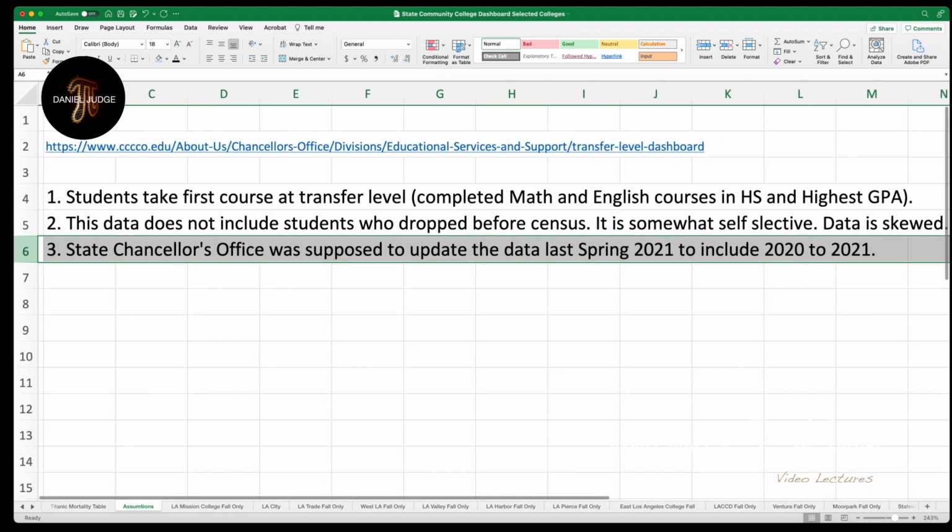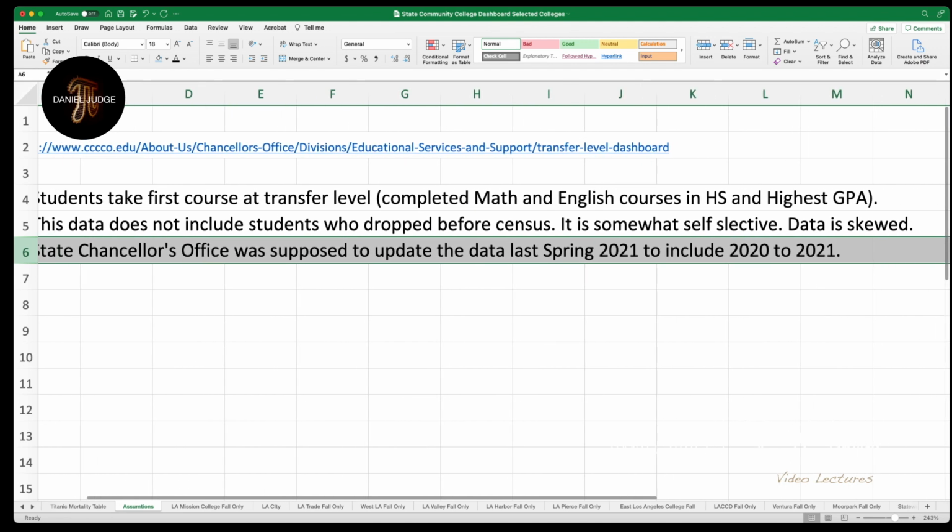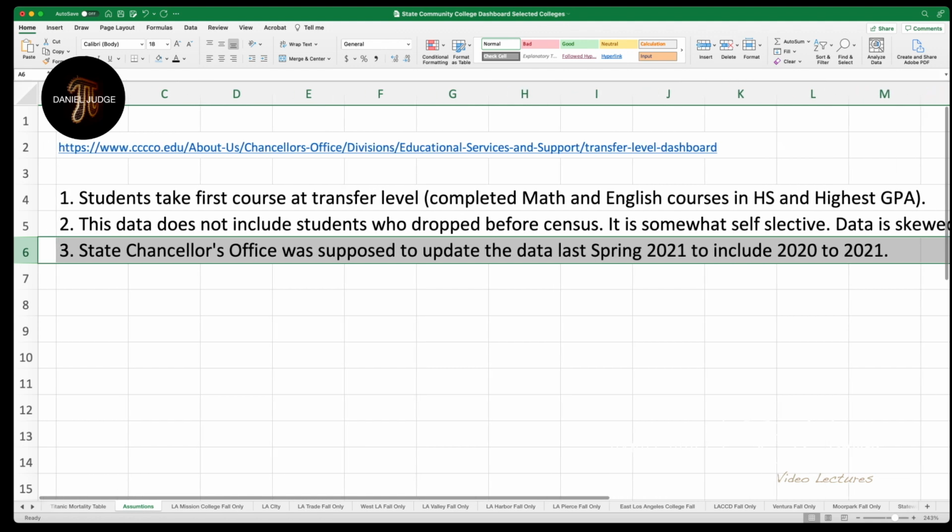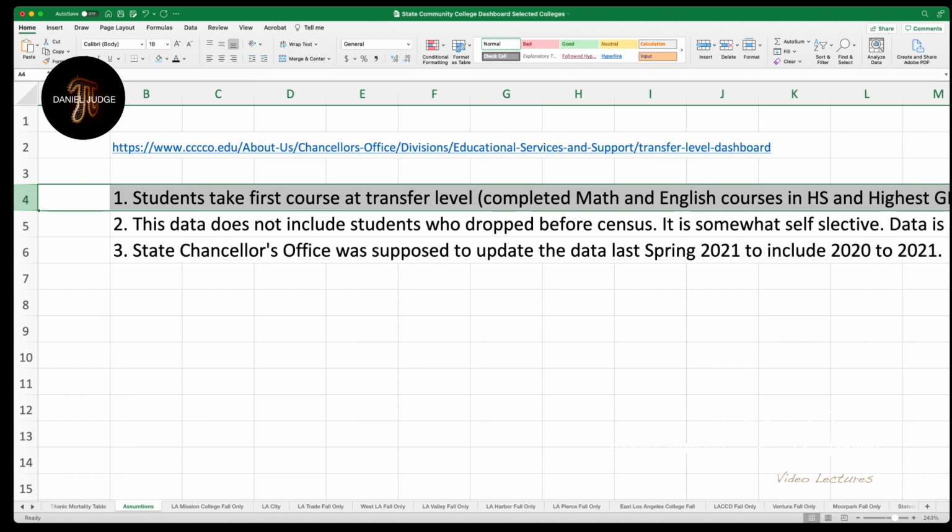And also to remind you that the State Chancellor was supposed to update the dashboard to include 2020 to 2021. They were supposed to do that last spring, 2021, so they're really behind schedule. So ladies and gentlemen, I just want to let that be known to you from the start that yes, this is a picture of people who just enter into transfer. And we're going to see how well they did. And remember, these were the best students, the most prepared in theory students who entered into transfer, which is what AB 1705 is trying to do.